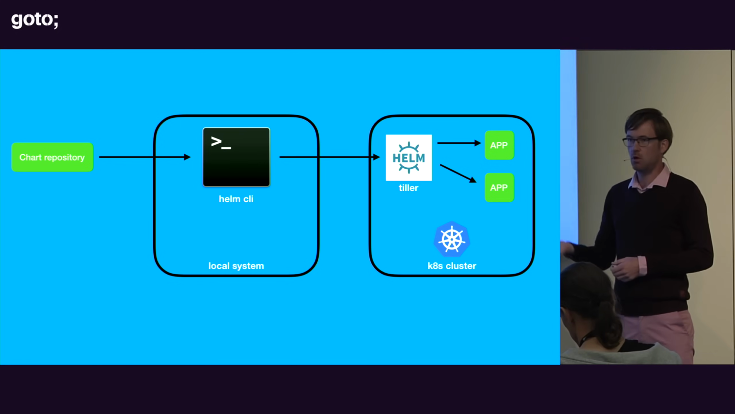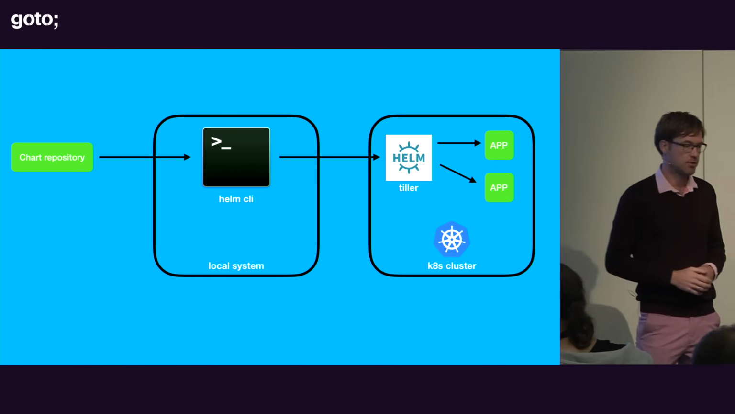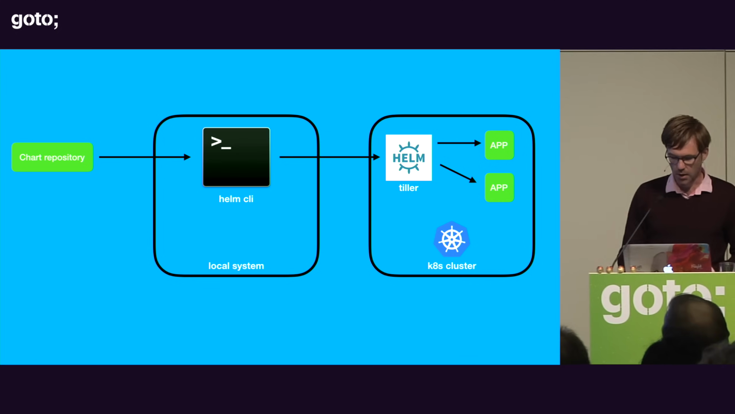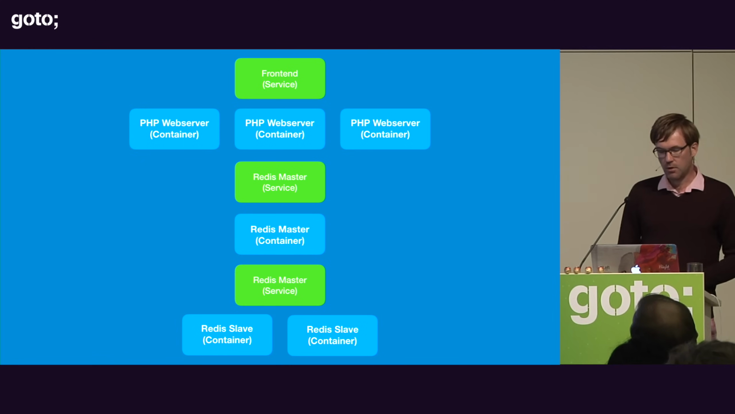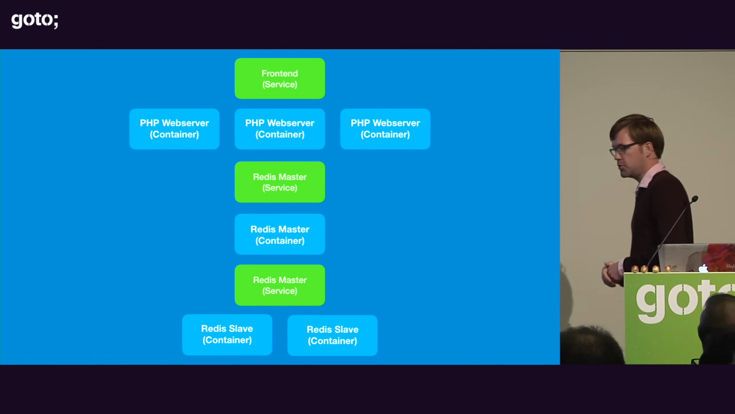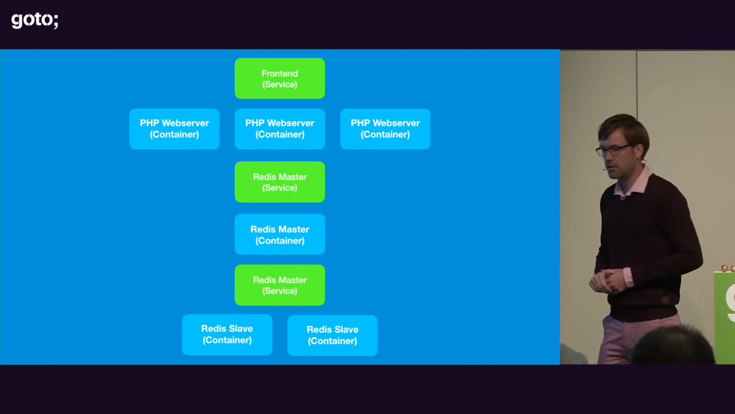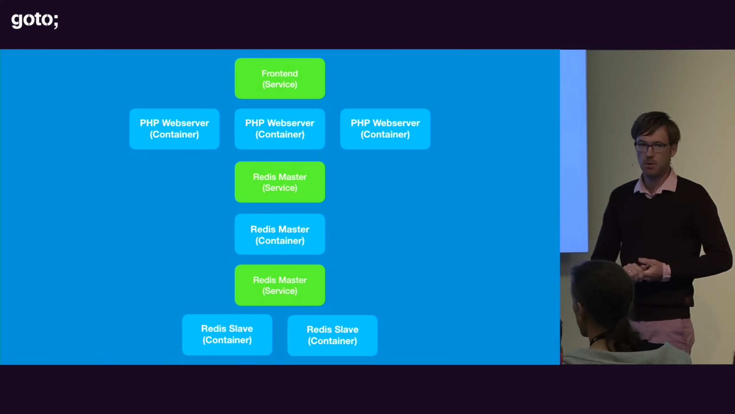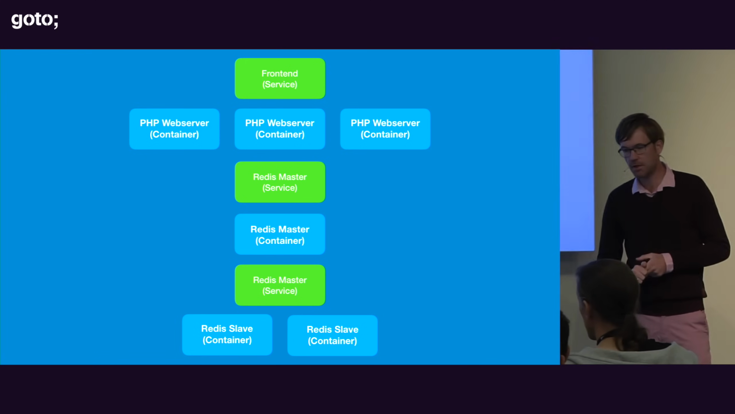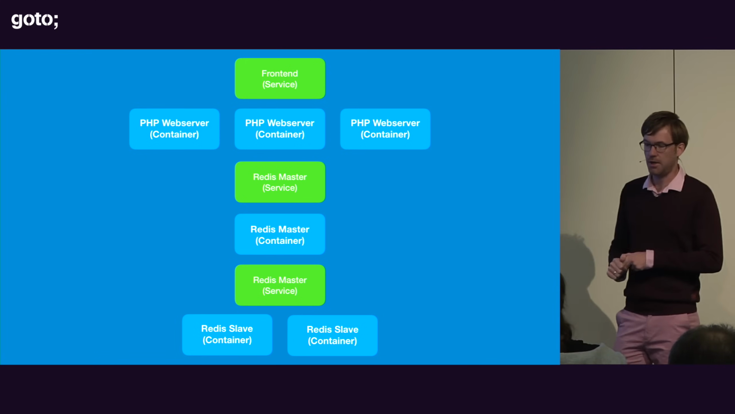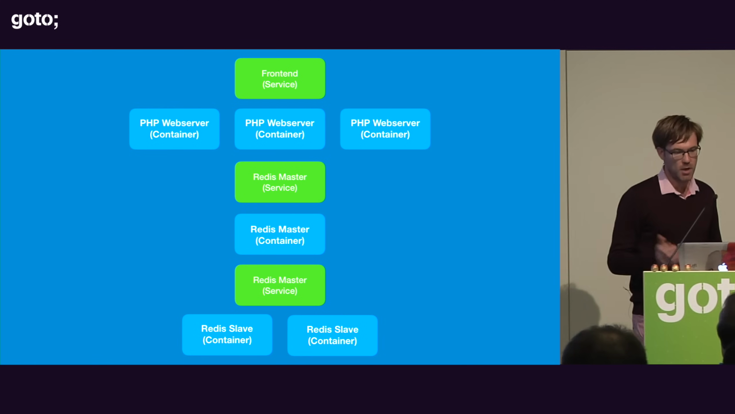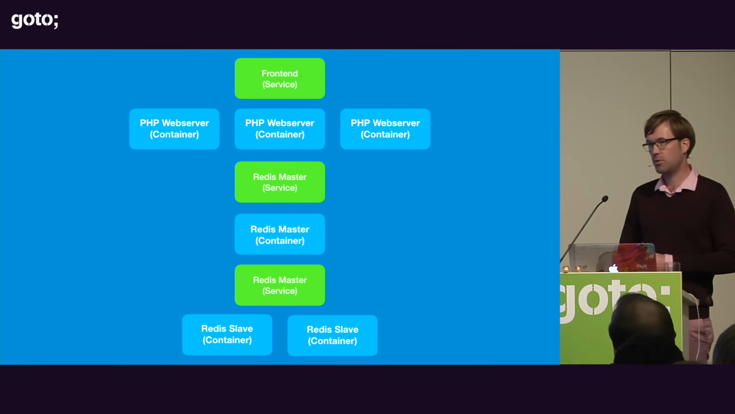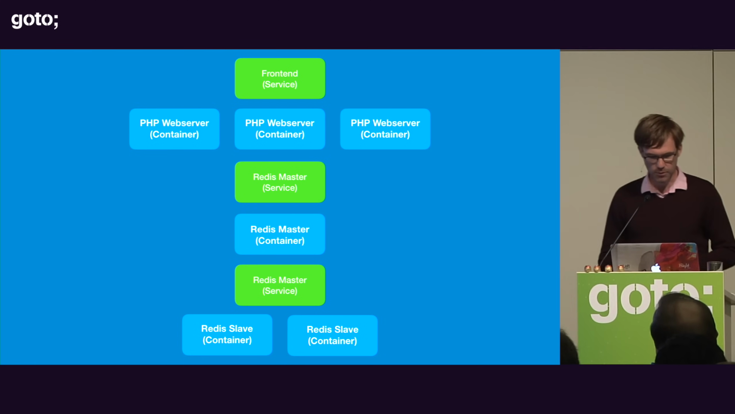And you can also use local files, so files on your file system, and that's something we're going to do just now. Let's have a look at another simple service. So basically this service has a front end consisting of PHP web servers. There's a Redis master and 2 Redis slaves. And you might recognize this as a guestbook example, which is often used for Kubernetes tutorials.